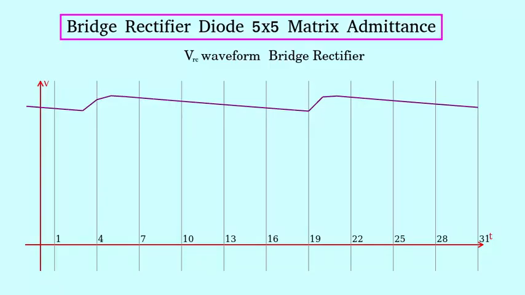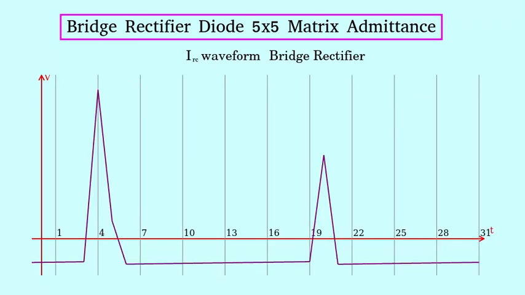This is the voltage across the load of a bridge rectifier, the load being a resistor in parallel with a capacitor. This is the voltage we'll use to calculate the impedance of the diodes. And these two peaks are the load current going through both the capacitor and resistor together. The first peak goes through the first pair of diodes, and the second peak goes through the second pair of diodes. So we can't use this current to calculate the diode impedances.